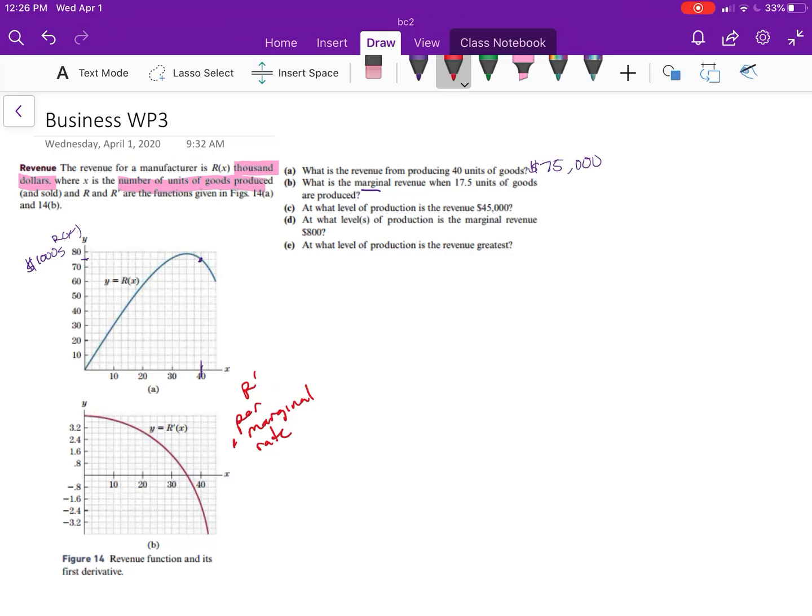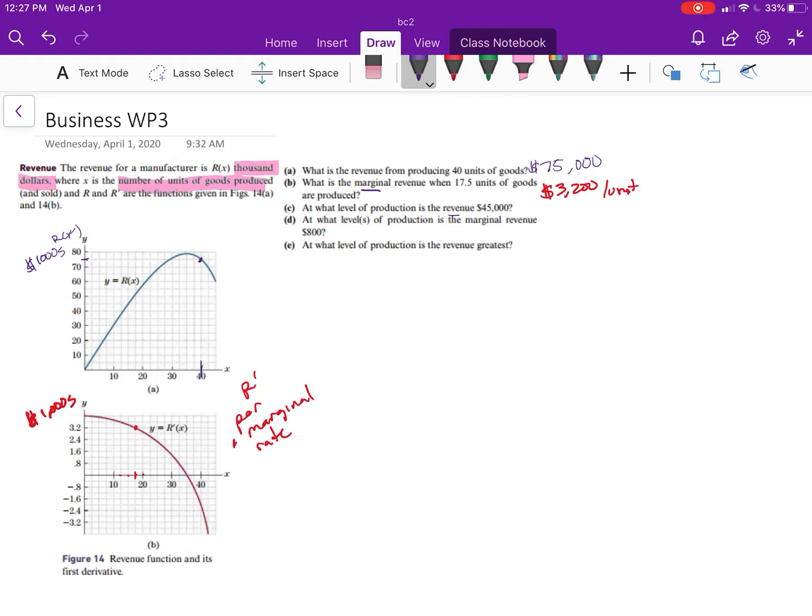What is a marginal revenue when 17.5 units of goods are produced? 17.5 would be here. We're breaking the 10 up by 4, so every 2.5, that's about here. So that's 3.2. Now remember, R of x is in thousands, so the change is also in thousands. So $3.2 thousand or $3,200 per unit, because it is a marginal revenue. So $3,200 increase per unit.